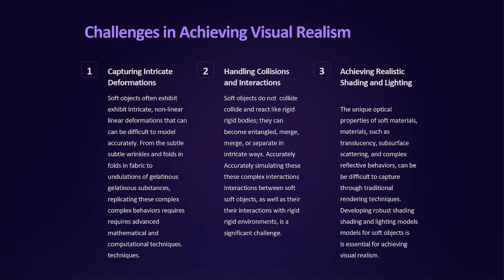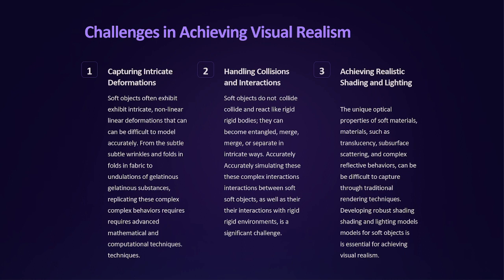The second challenge is handling collisions and interactions. Soft objects do not collide and react like rigid bodies. They become entangled, merge, or separate in intricate ways. Accurately modeling these complex interactions between soft objects, as well as their interactions with the rigid environment, is a significant challenge.